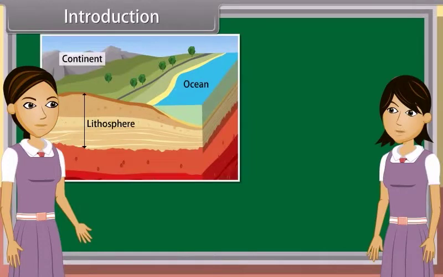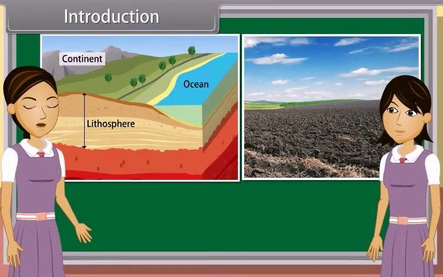Lithosphere is the main life-supporting system, and the top layer of earth is called soil. Soil is the main natural resource which is essential for survival and development. Soil covers more than 4/5 part of land.